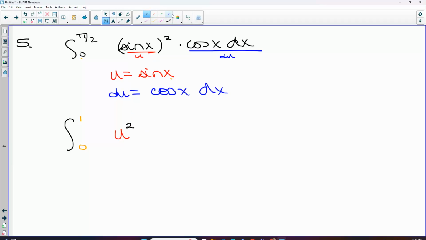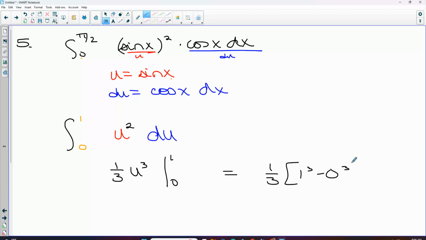So if you change those limits, it's the integral from 0 to 1 of u squared du. Antiderivative of u squared is 1/3 u cubed. We don't need a plus c because we have numbers to plug in. Now this is the point where if you did not change these to 0 and 1, you would have to replace your u with a sine x and then plug in the 0 and pi over 2. If I replace them, we get our 1/3.